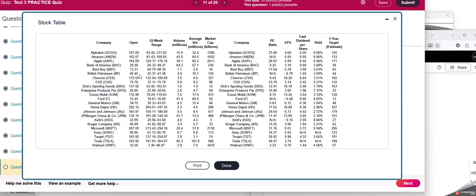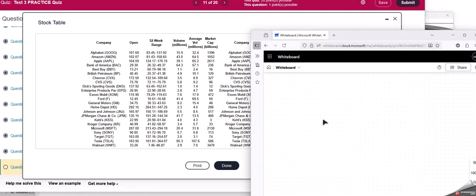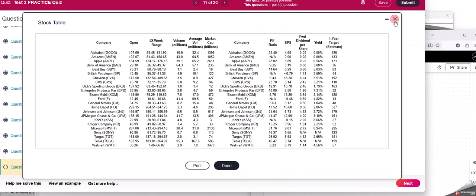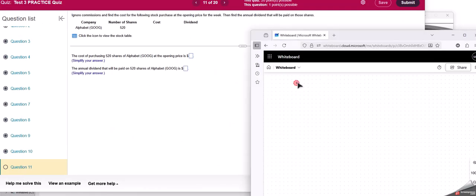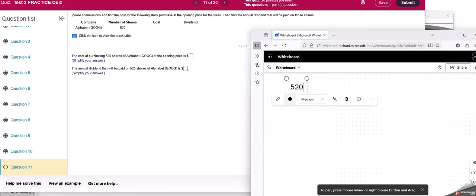What else is it asking for? I guess let's get the dividend. The dividend per share is 0. So as we come back here, let's go back. Let's close that. So we're buying 520 shares times the 107.69, which was the open.